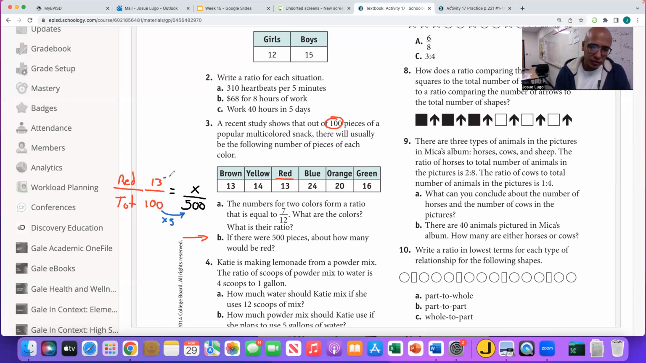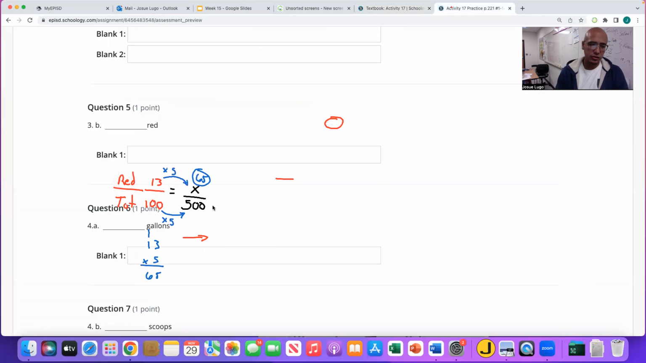So if I want to make an equivalent fraction, I have to do the same thing up here to the numerator, to the 13. So if I multiply the denominator by 5, that means I must multiply the numerator by 5 as well. 13 times 5 will give me x. So let me work that out. 13 times 5, which I know to be 65 actually, is going to give me 65. So that means that if I have 500 total pieces, 65 of those will be red. And so that's exactly what you would write on Schoology.